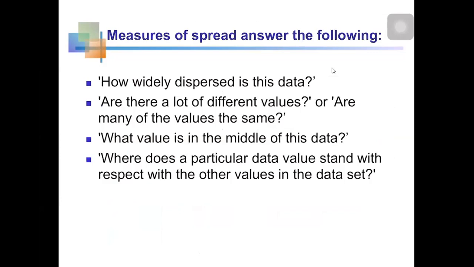On this measure of variation, the question that we always ask is: how widely dispersed is the data? Are there a lot of different values, or are many of the values the same? What value is in the middle of the data? Where does a particular data value stand with respect to the other values in the data set? So this is about how widely the data is spread.